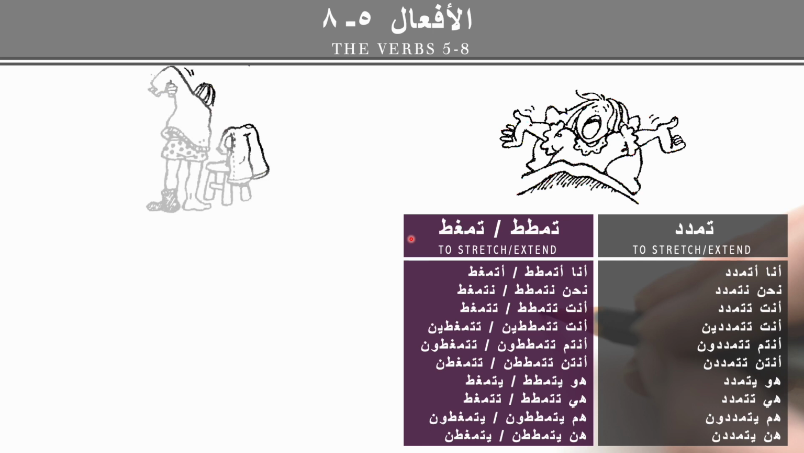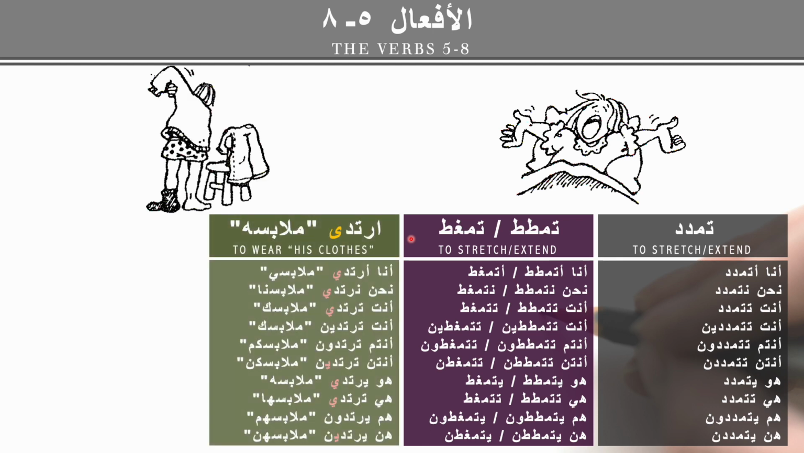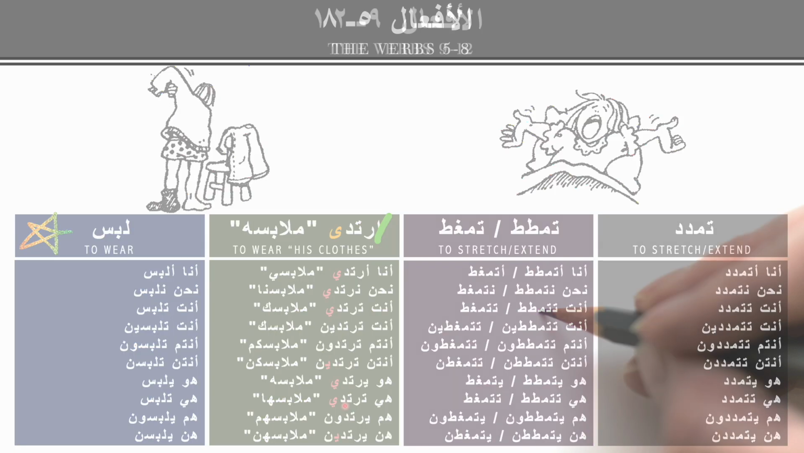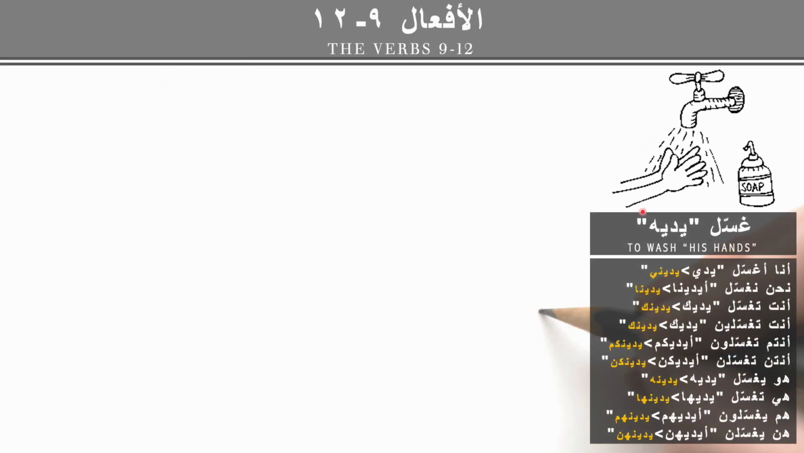Yeah, the next group is to wear clothes. So, to wear, ارتدى. Clothes, for example, his clothes, ملابس. The other verb is لبس. I would say the verb لبس is highly used in today's spoken dialects. Yeah, the next batch. We start with the verb to wash.